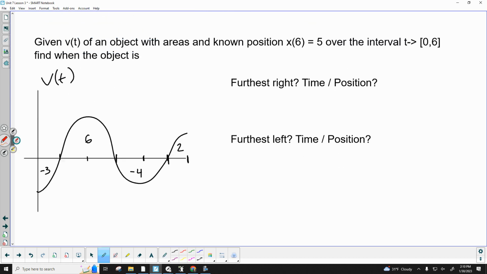All right, you guys try this one. If you didn't pick up the first one, maybe you'll pick up this one a little bit quicker. When are we furthest right, furthest left? Here's the position and a time given. Answer. Tell your neighbors. Go.